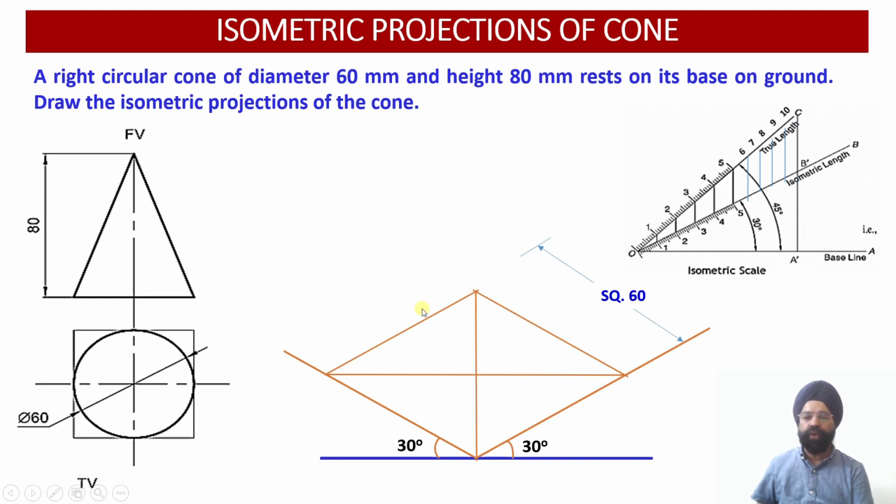Now what we are going to do, we are going to obtain the midpoints of all the four edges of the square. And once we obtain the midpoints of all the edges of the square, now from these two corners, I am going to draw the projectors.